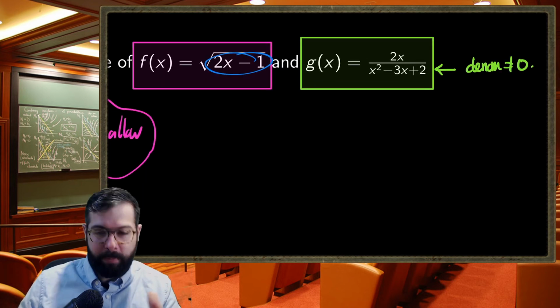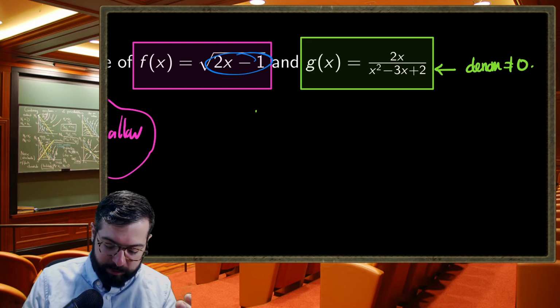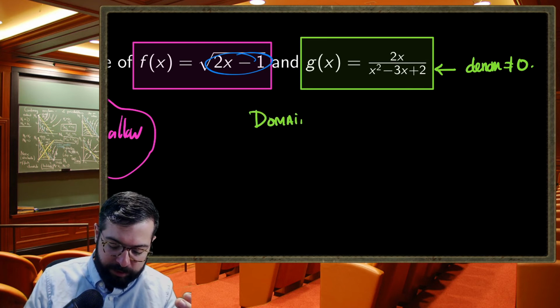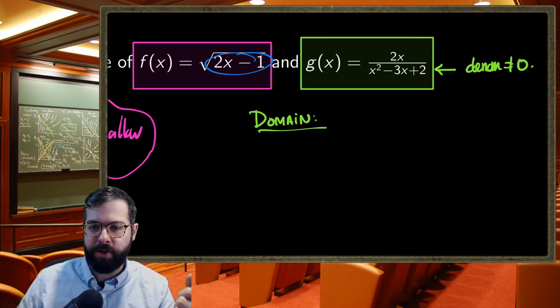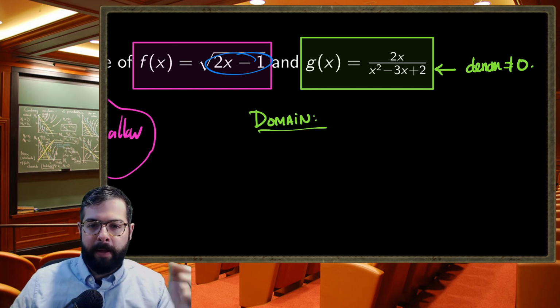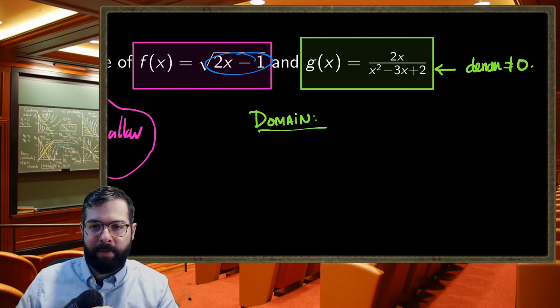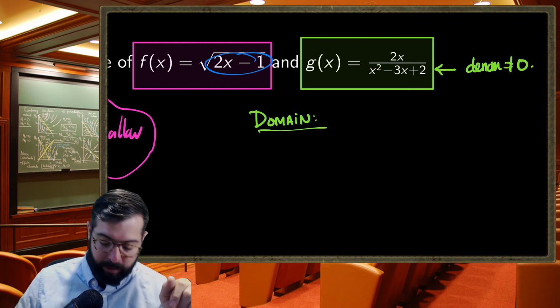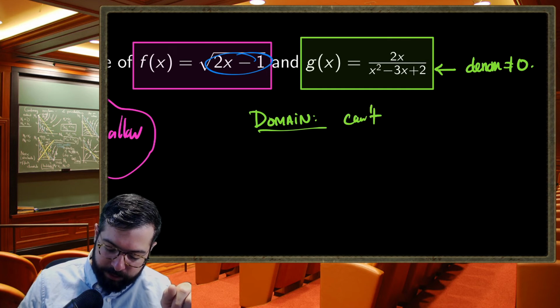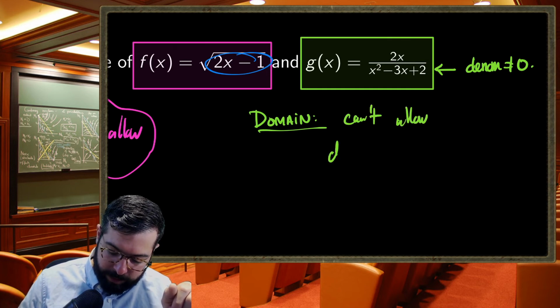So what does that mean? If I'm looking for the possible set of inputs, and I'm just going to find the domain for this one and not the range. You can graph it to find the range. The domain here is only what doesn't cause that to happen. Everything else is okay, right? So domain can't allow the denominator to equal 0.